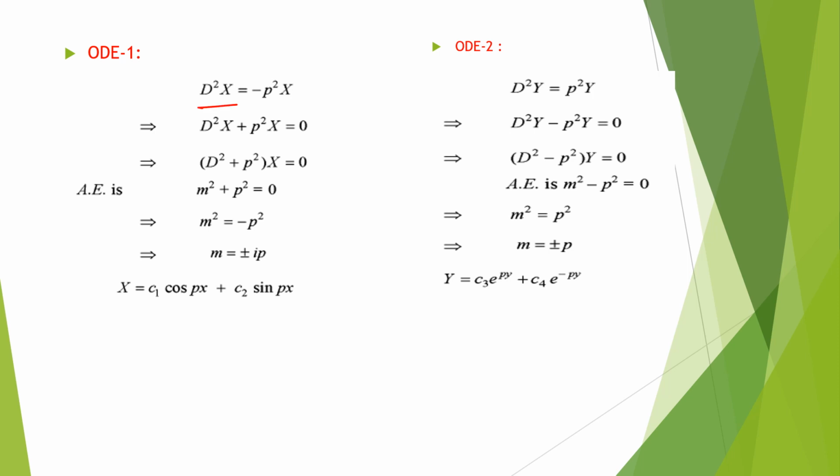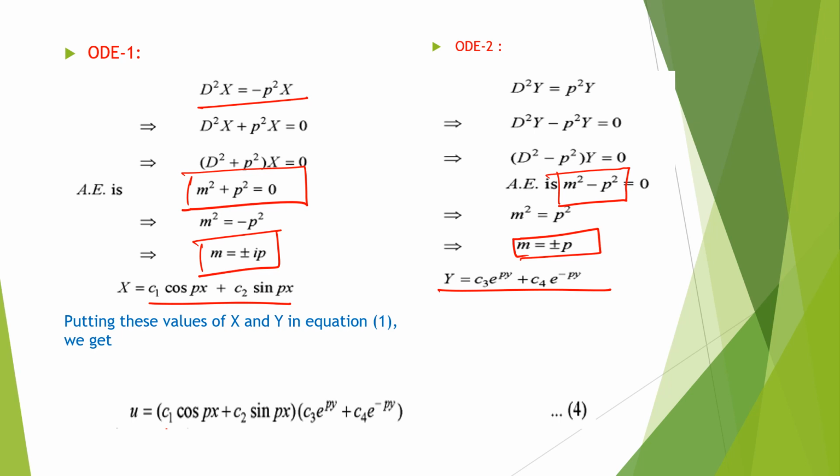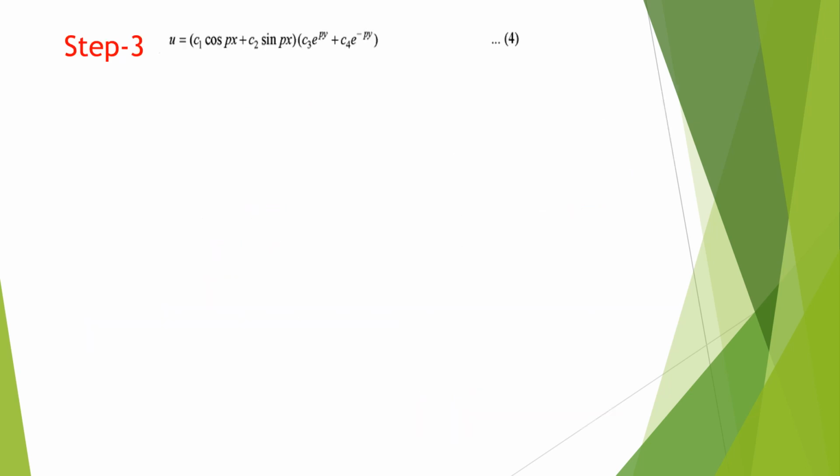D square x is equal to minus p square x, and it is the auxiliary equation for this problem. m is equal to plus minus p iota, so x is this, and similarly for y, the auxiliary equation is m square minus p square is equal to 0. That means m is equal to plus minus p, real numbers, so the value of y is this. So finally we get the solution as we have previously discussed. This is represented by equation 4, or we can say that this is the first general solution.